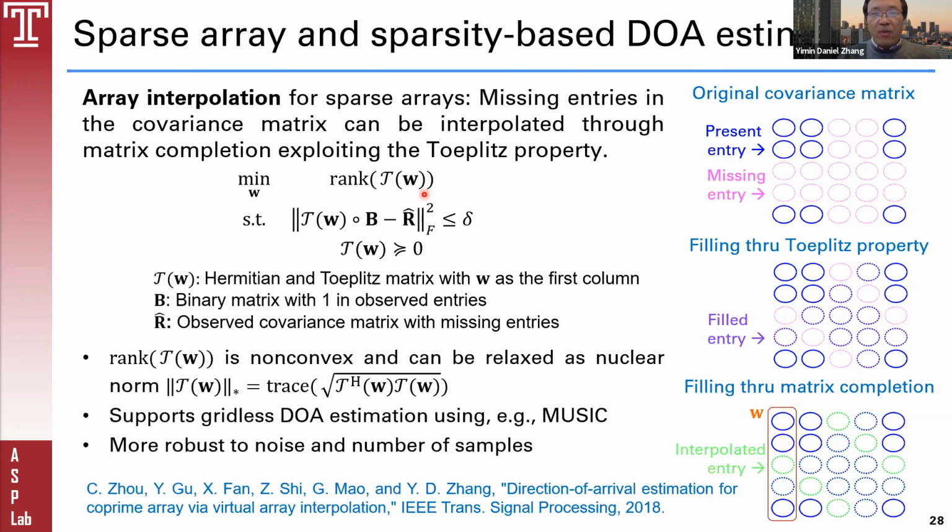So mathematically, we can formulate this into this formulation. Here we minimize the rank of the coherence matrix we reconstructed from this one column vector that we need to optimize, with the constraint that for the observed samples, the resulting coherence matrix should have similar entries. And here the rank operation is non-convex, but can be relaxed into the convex nuclear norm. As a result, because we obtain the full coherence matrix, we can do gridless DOA estimation using, for example, MUSIC, and it is more robust to noise and when we have a small number of samples.